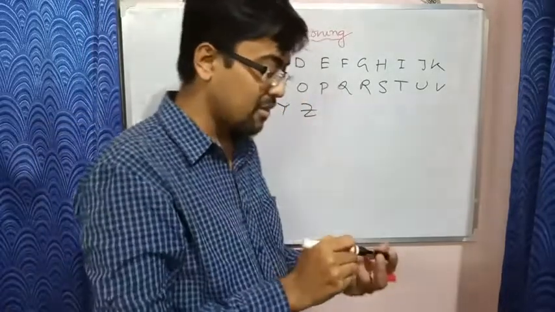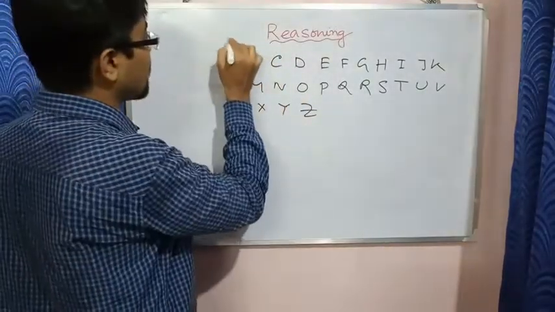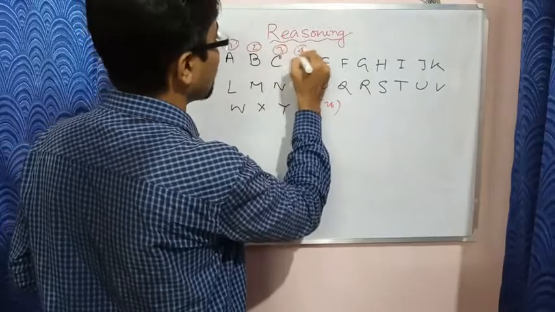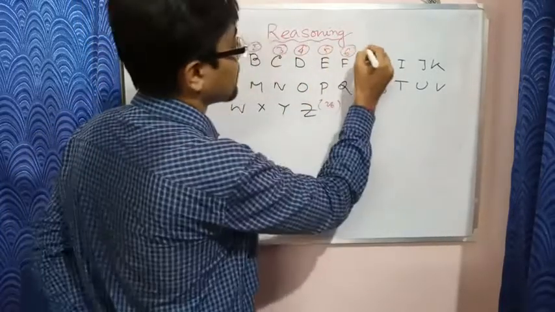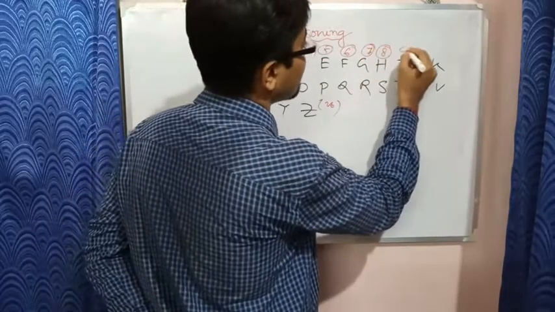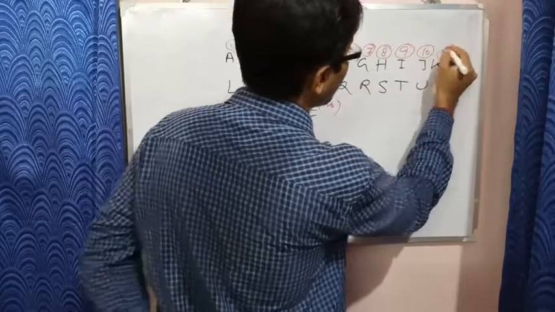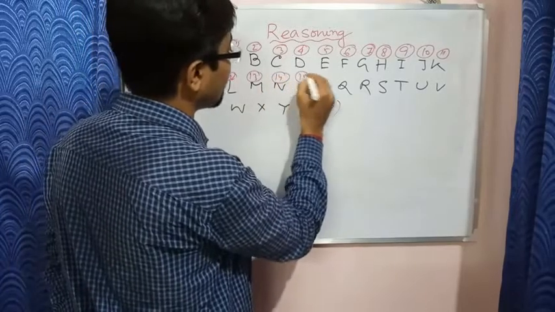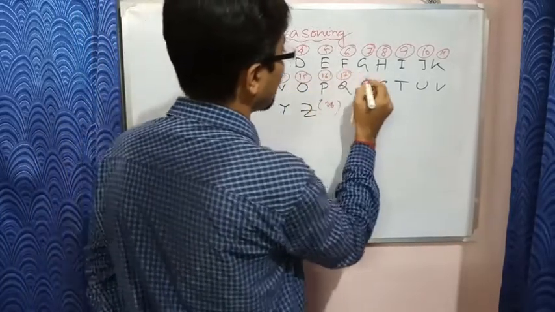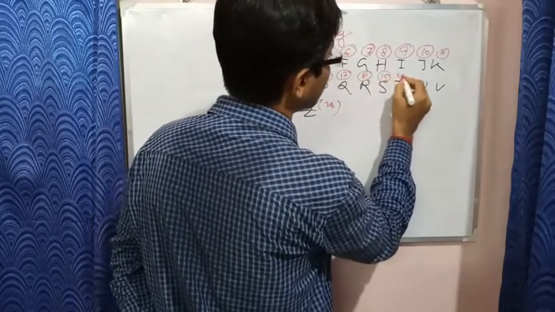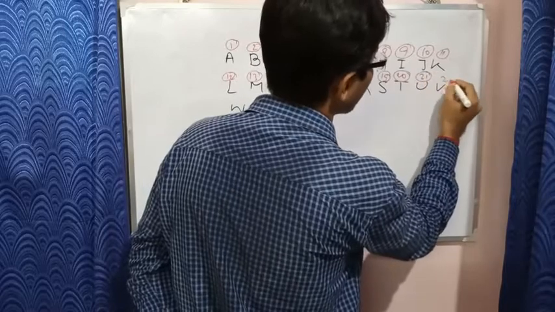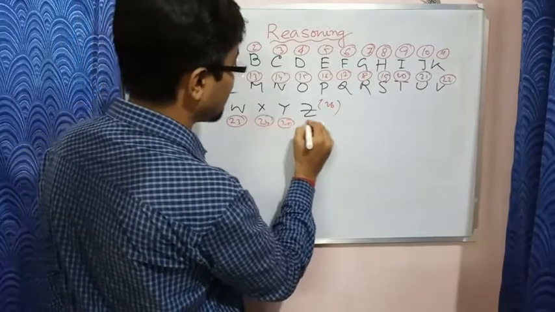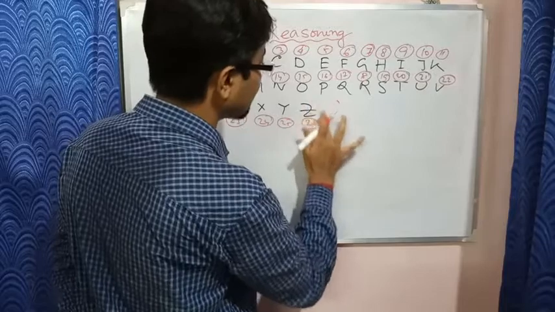We all know that A to Z alphabets are there and they are marked as A for 1, Z for 26: 2, 3, 4, 5, 6, 7, 8, 9, 10, 11, 12, 13, 14, 15, 16, 17, 18, 19, 20, 21, 22, 23, 24, 25, 26. Okay, these are the alphabet.